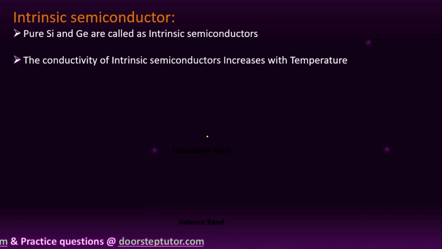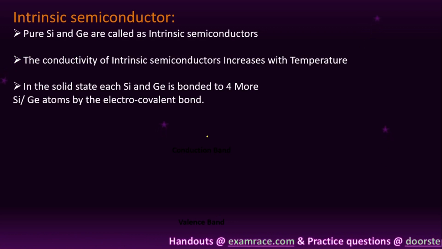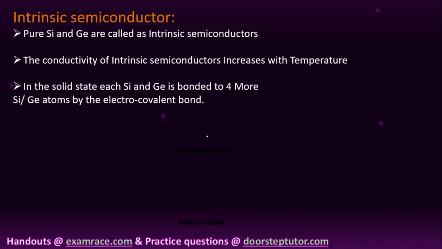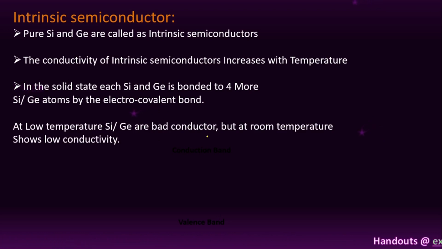The conductivity of an intrinsic semiconductor increases with temperature. That is very, very important. In the solid state, each silicon and germanium atom is bonded to 4 silicon and germanium atoms by covalent bonds. At low temperature, silicon and germanium are bad conductors, and at room temperature they show low conductivity. While the temperature increases, the conductivity increases, right?